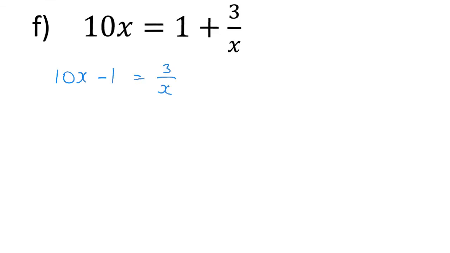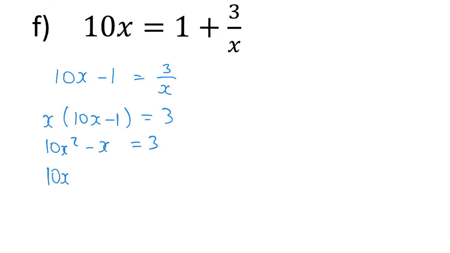And then whenever we've got the fraction equal to something else, we multiply up by the denominator, so if we multiply through by x, we'll get x multiplied by (10x minus 1) equals 3. We can expand the bracket to get 10x squared minus x equals 3. Making the equation equal to 0, you get 10x squared minus x minus 3 is equal to 0. We have to try and solve this.